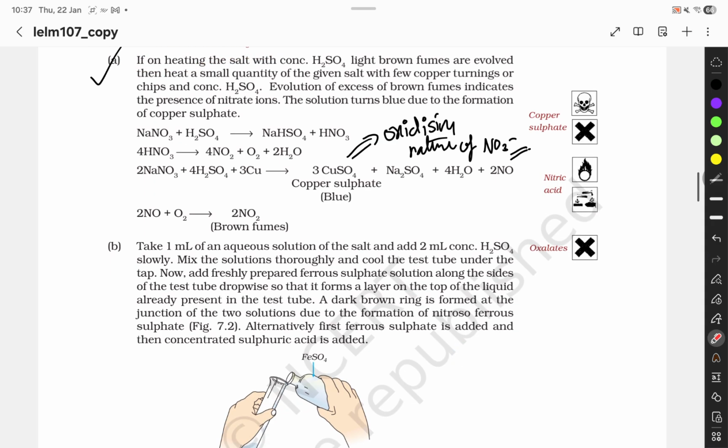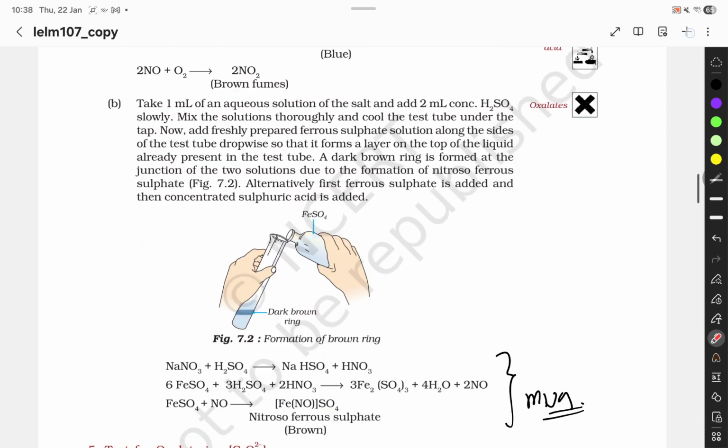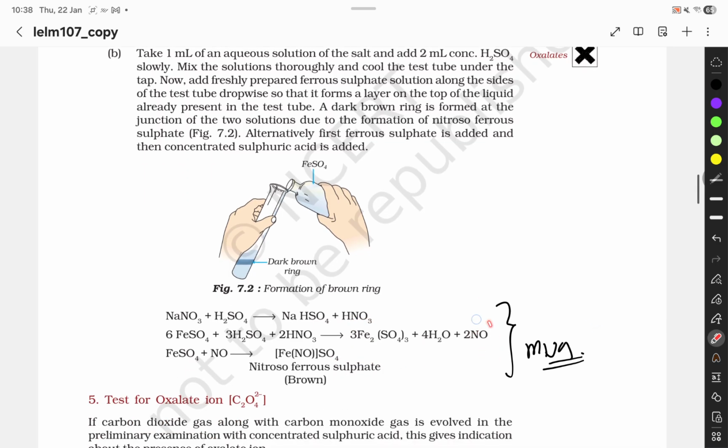Nitrate ion also has a test, which is your brown ring test. You add FeSO4, and I'll go step by step. Nitrate ion with H2SO4 gives HSO4, okay, and gives HNO3. Now that is your key agent here. Then FeSO4, H2SO4, HNO3 gives Fe2(SO4)3 and NO. Now FeSO4 and NO combine to give nitrosoferrous sulfate.